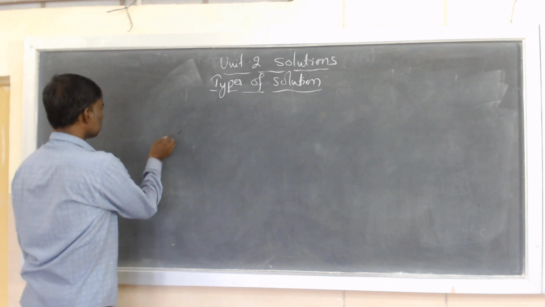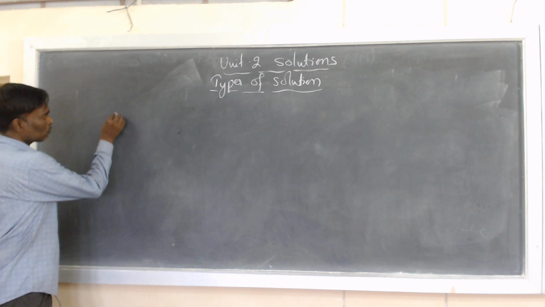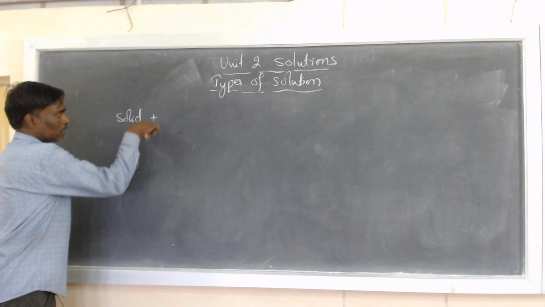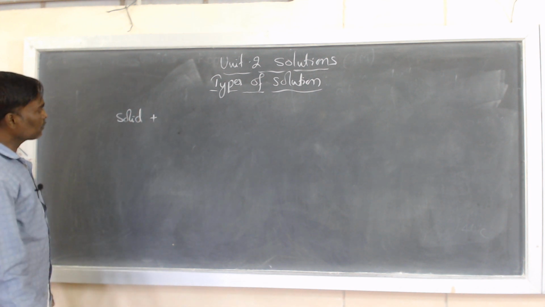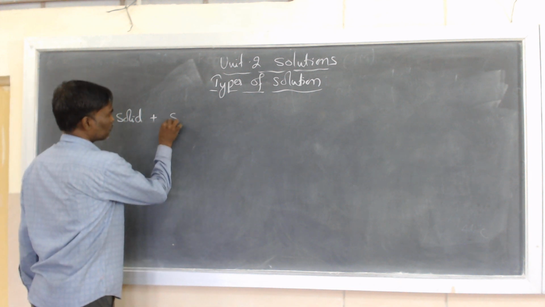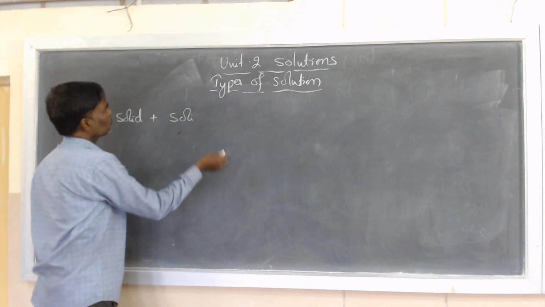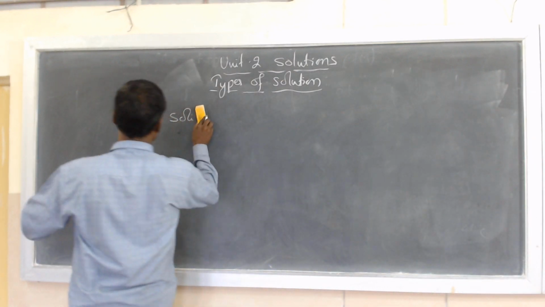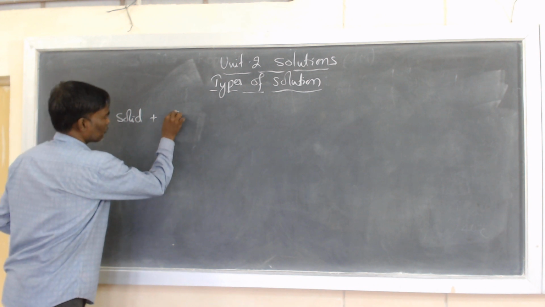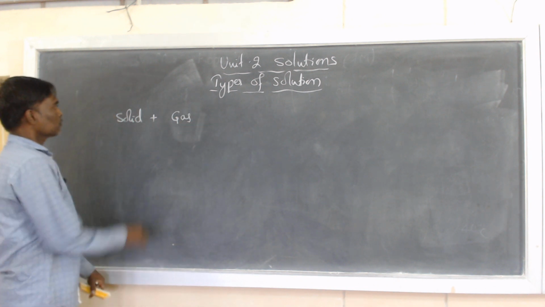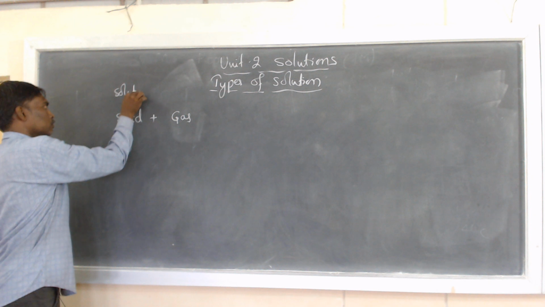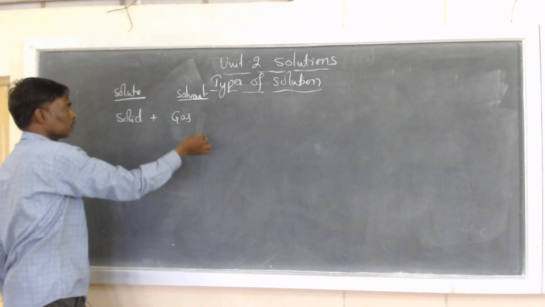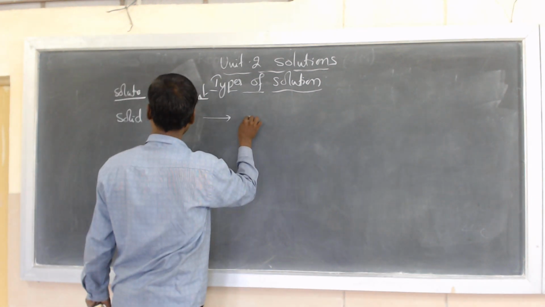For example, in binary solutions, if the solute is a solid and the solvent is also a solid. First, let me go with a simple one. The solute is a solid and the solvent is a gas. So this is the solute and this one is the solvent, which gives a solution.